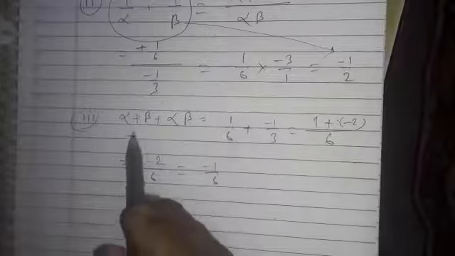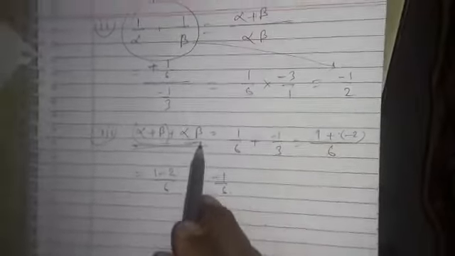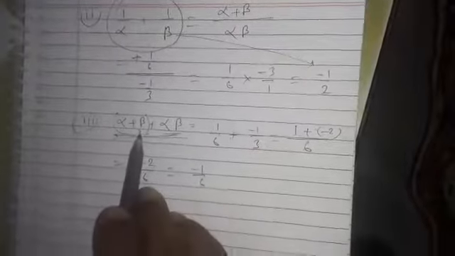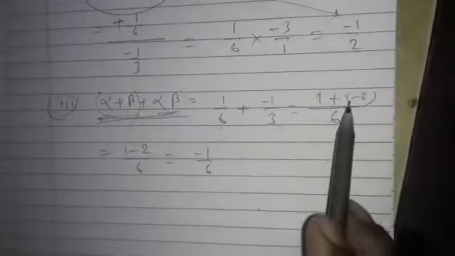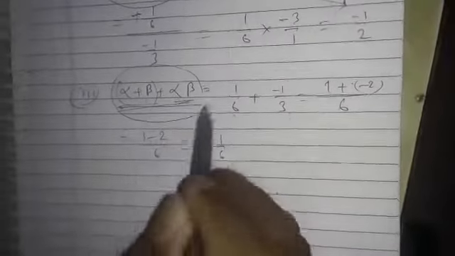The last one is alpha plus beta plus alpha beta. It is a very simple one. It is the sum of alpha and beta plus the product of alpha and beta. So, the sum has been written as 1 by 6 and the product has been written as minus 1 by 3. With the simplification of it, we will get 1 minus 2 by 6, and that is equal to minus 1 by 6. Now, the value of this one is equal to minus 1 by 6. All these questions have been solved on the basis of the sum and product of zeros.